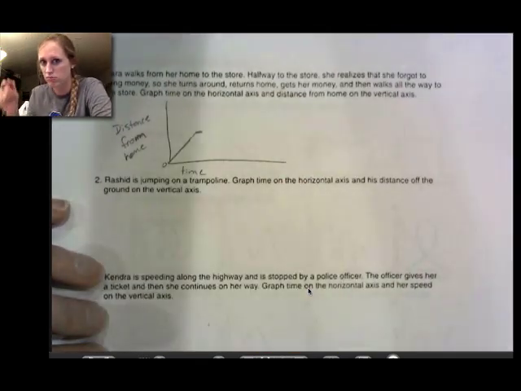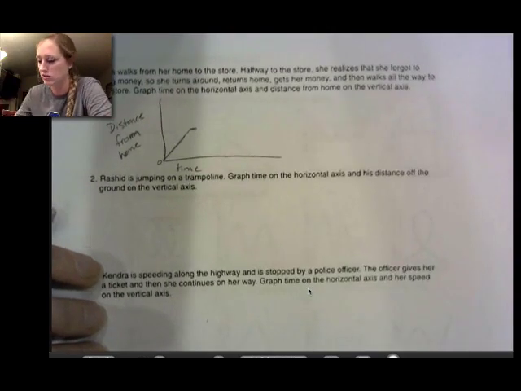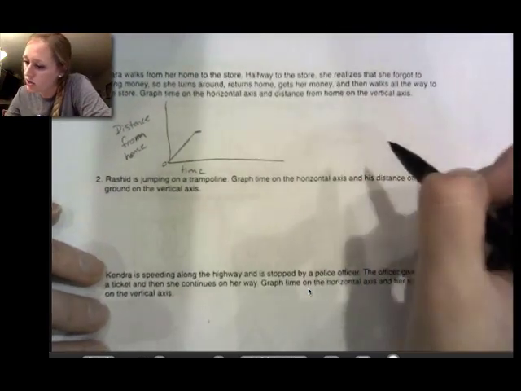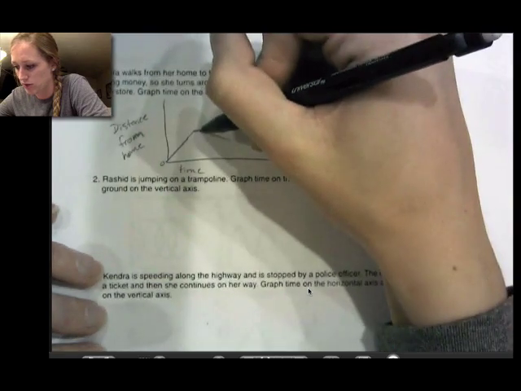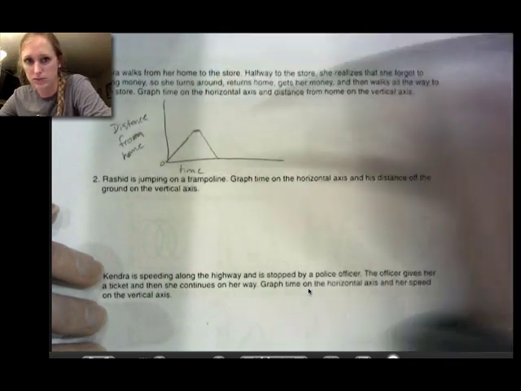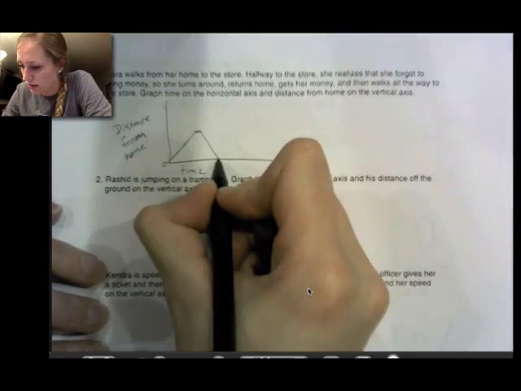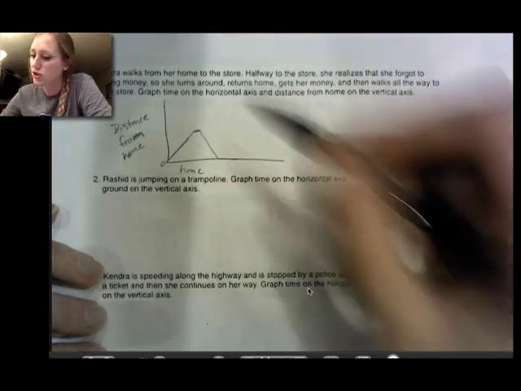It's not instantaneous that she turns around. So she stands there for a second, and then she returns home. She comes closer and closer all the way back to home. Home is 0. And then she gets her money, so she's at home for a little bit getting her money. And then she goes all the way back to the store.